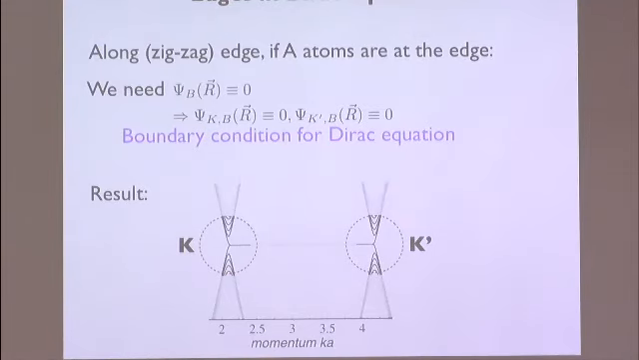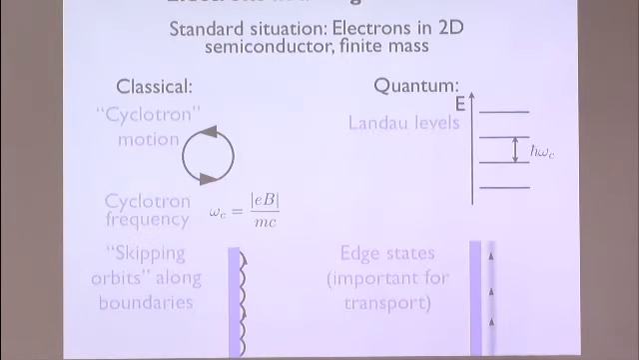Okay. Any questions so far about the edge states? Okay. Let me then start the discussion of the last bigger topic that I want to touch. And that is what happens if we place these electrons in a magnetic field. And we will see that it differs from the standard behavior of electrons in a magnetic field.